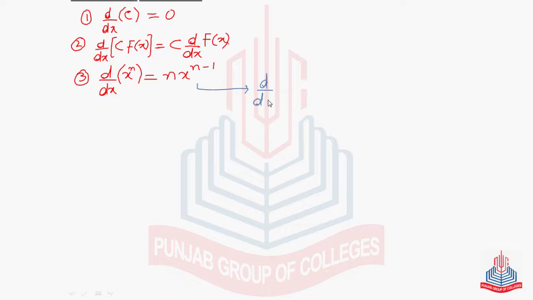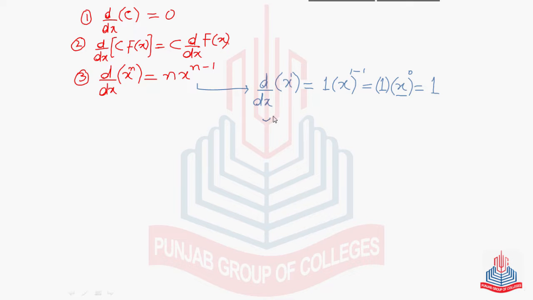If we want to differentiate simple x, then here the power is 1, so this will become 1 into x raised to the power 1 minus 1. So that will be 1 into x raised to the power 0. This is also 1. So 1 into 1 is equal to 1. So the derivative of x is equal to 1.